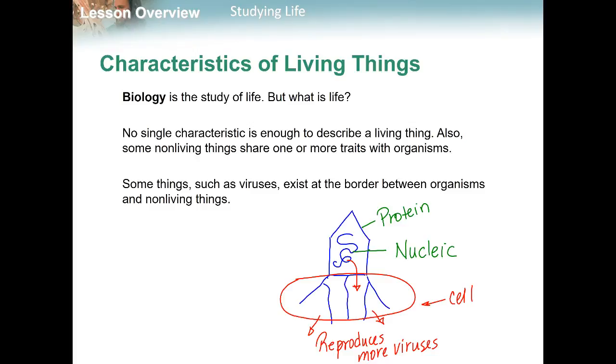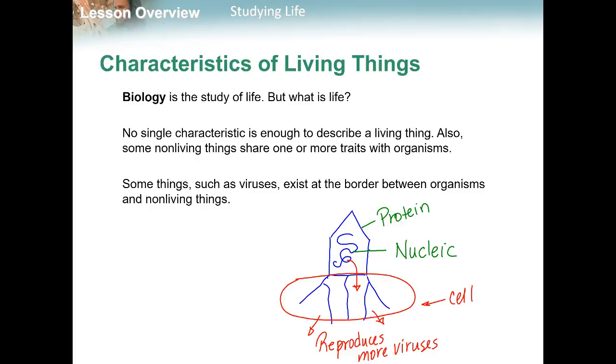So let's take a look at my drawing here. And this ship-like looking thing is the virus. A virus is made up of a protein coat. That's why I have protein written here. And a nucleic acid. And that nucleic acid can be either DNA, deoxyribonucleic acid, or RNA, ribonucleic acid, and that's where the genetics is. So a virus cannot reproduce on its own. It does not grow and develop. It does not respond to its environment, which are some of the characteristics of living things.